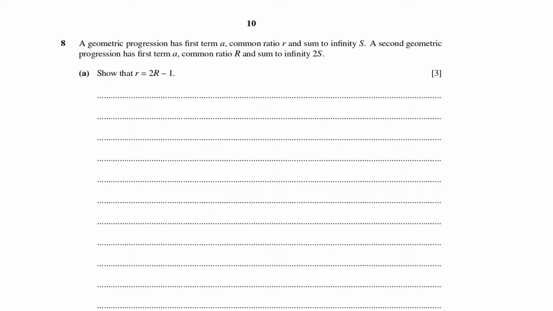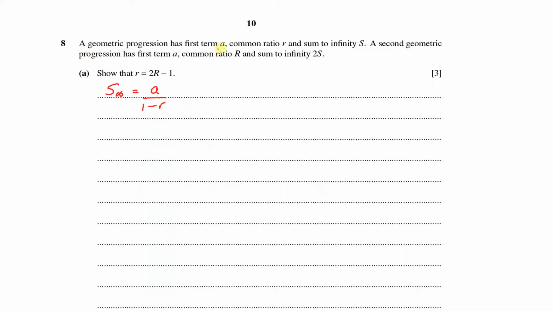Question number 8. A geometric progression has first term a, common ratio r, and sum to infinity S. A second geometric progression has first term a, common ratio capital R, and sum to infinity 2S. Show that r is equal to 2R minus 1. So here we're going to use the information given. And since we're talking about sum to infinity, we know that the formula for sum to infinity is a over 1 minus r. That's when a is the first term and r is the common ratio.